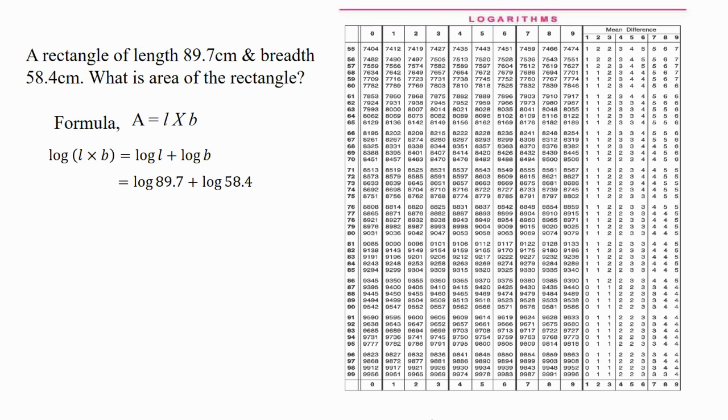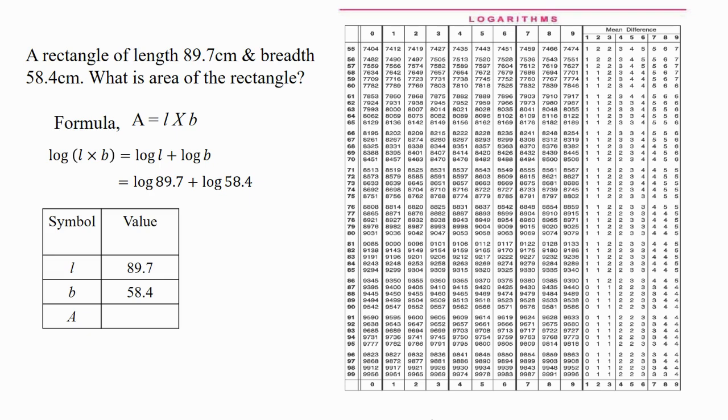Now students, let's write this in the tabular form. Now we have the symbols length, breadth and area, and their corresponding values 89.7, 58.4. Now let's find out the log value of the given numbers. To find the log value, we should know the characteristic of the number and the mantissa. Let's find out first the characteristic of the number. Length is 89.7. As it is a two-digit number, the characteristic of the given number is 1.